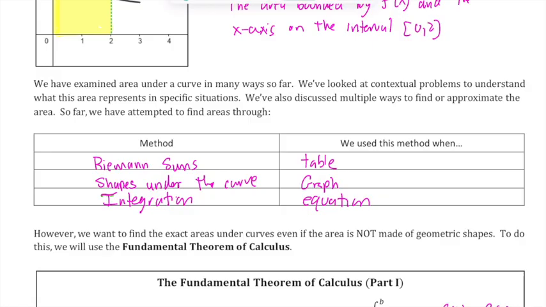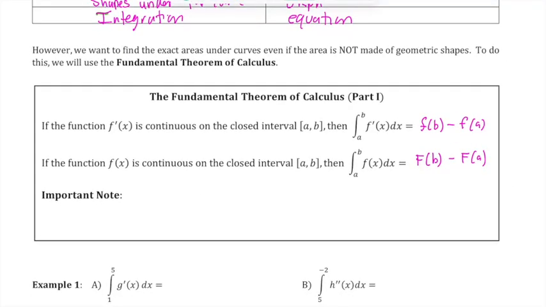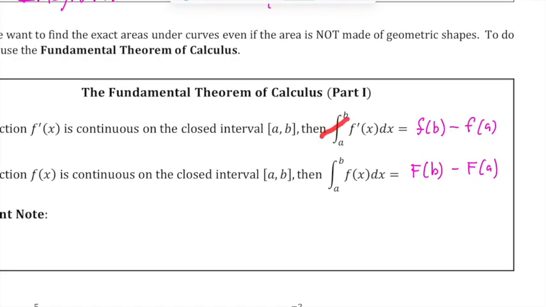This is the formal way. This gives you an exact area, and we do this when we have an equation. So if we go back to the fundamental theorem of calculus, basically, if you have an integral from a to b, or if you're trying to find the area under the curve from a to b of the derivative function, the fundamental theorem of calculus tells you that you can cancel out the derivative because integrals and derivatives are opposites of each other. That's why they call the integral the antiderivative.